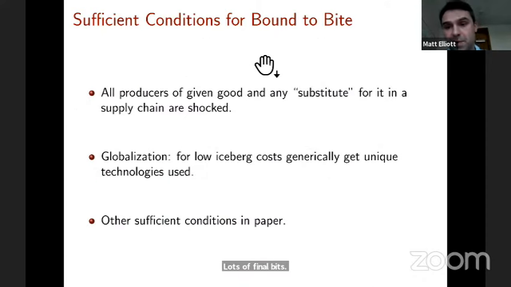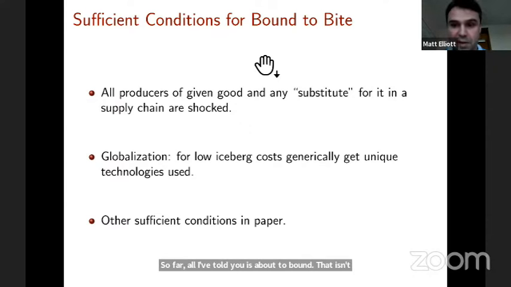So far, all I've told you is about a bound. That isn't that meaningful on its own, but what I'm going to tell you now is that in the paper, we give a bunch of sufficient conditions under which the bound is tight, under which this expression I gave you captures exactly the short-run disruption.